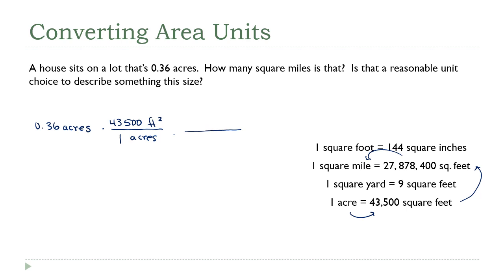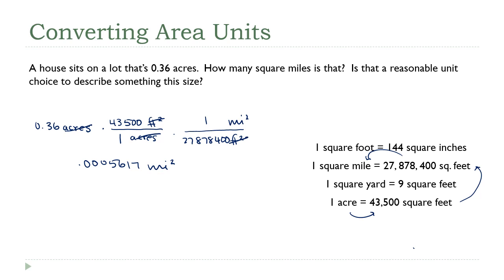So I need to have square feet here in the denominator. Let's write it the same way. Let's do feet squared, and I want to have square miles here in the numerator. And there's 1 square mile to that 27 million figure, 27,878,400. Now the acres cancel, the square feet cancel. All that's left is square miles. Ready to get your calculator out? Do the arithmetic here. This comes out to 0.0005617 square miles. Is that a reasonable unit?